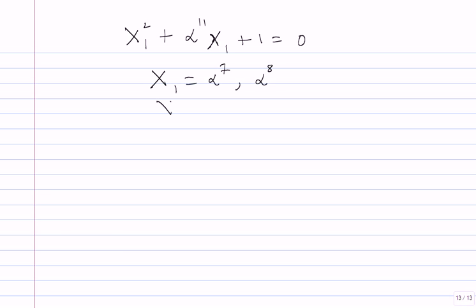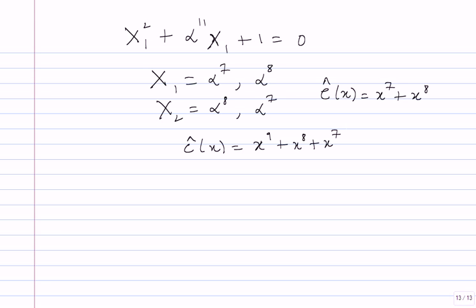And what do you think will be the x2 corresponding to each of these? Alpha power 8 and alpha power 7. So what are the two error locations then? The 7th and 8th positions. So what's my e hat? X power 7 plus x power 8. So what's my c hat? X power 9 plus x power 8 plus x power 7 plus x power 5 plus x. That's my c hat.